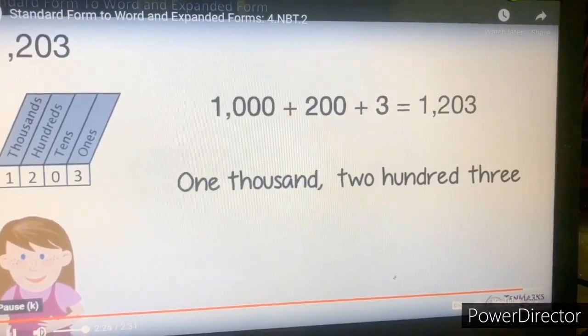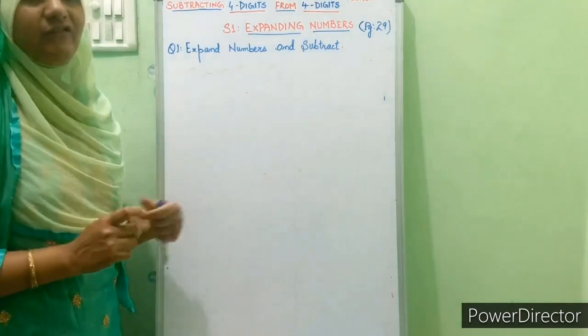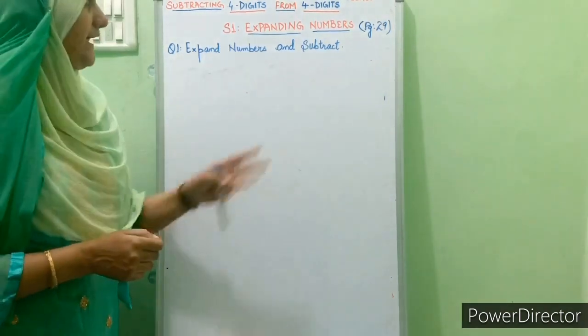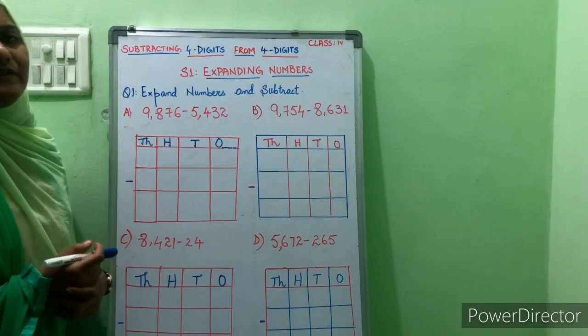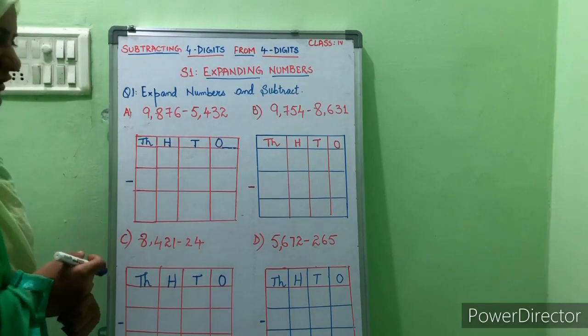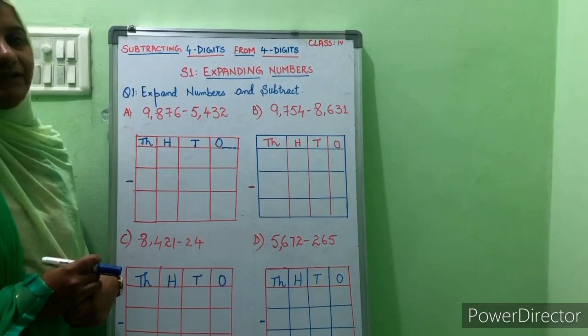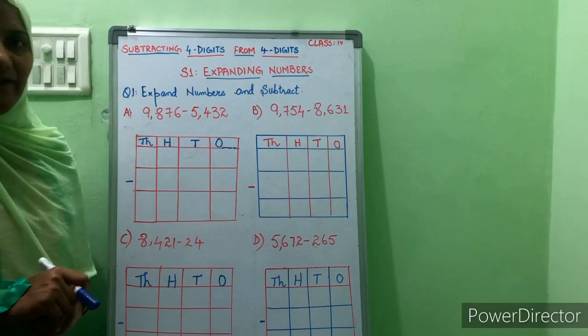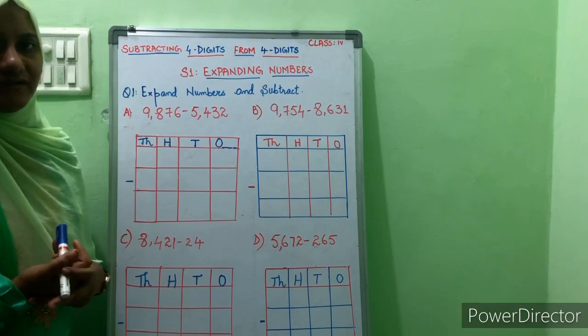So children, let us do page number 29 of our workbook, that is expanding numbers. Let us start solving the sums using expanded form method. Okay children, have you watched the video? Did you recollect that whenever we are writing expanded form, we need to think of place value blocks, isn't it?